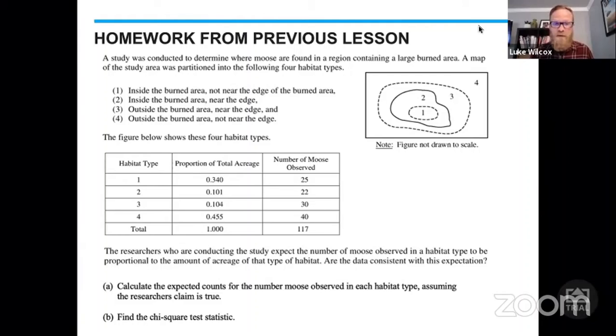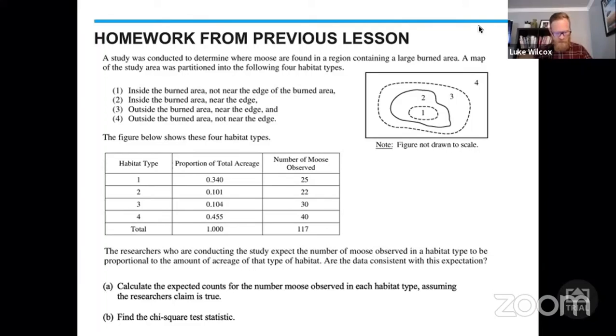1, inside the burned area, not near the edge of the burned area. 2, inside the burned area, near the edge. 3, outside the burned area, near the edge. And 4, outside the burned area, not near the edge. The figure below shows these 4 habitat types.